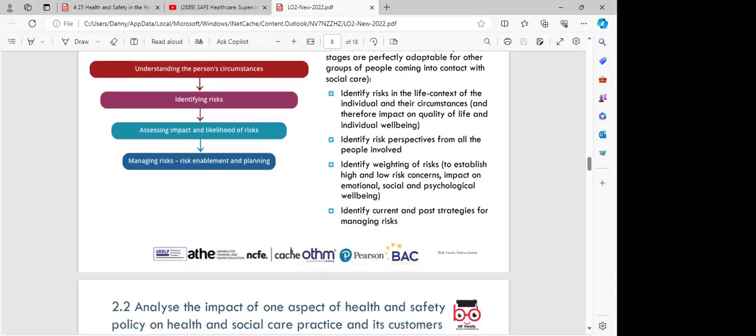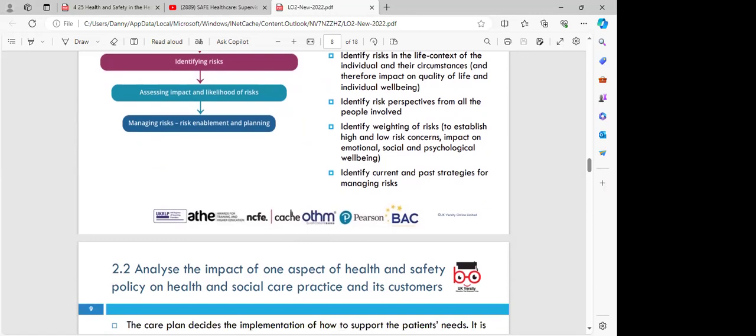So identify the risk in the life context of the individual and their circumstances. I've explained that before. We have to identify, therefore, the impact on quality of life and individual well-being. Very important. Then you have to identify the risk perspective for all the people involved. Then we have to identify the weighting of the risk. Is it heavy? Is it a huge impact? Would it be light when it happens? To establish high or low risk concerns, consider the impact on emotional, social, and psychological well-being. So for the weighting of the risks, we have to look at whether you would place them in high risk or low risk. Those will inform you as a carer or social worker how to put the strategies in place to offset this when they happen.